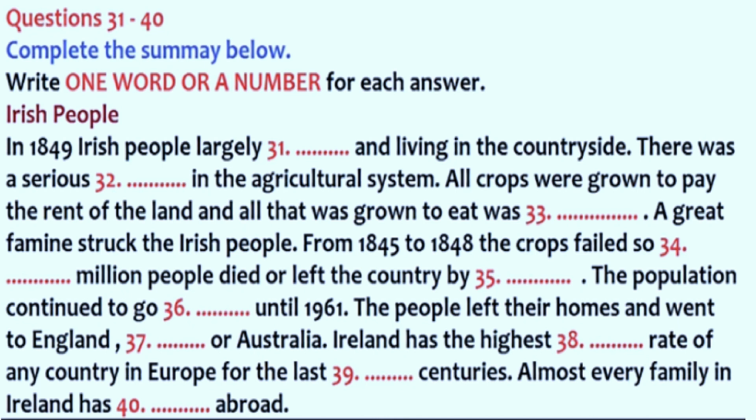What is a famine? In 1840, the official population of Ireland was 8 million. They were largely poor and living in the countryside. They were beginning to have an interest in independence, and perhaps had things been different, Ireland might have been independent much earlier. But there was a serious problem in the agricultural system. All crops were grown to pay the rent of the land, and all that was grown to eat was the potato. This was fine until the potato crop failed, as it did from 1845 to 1848.